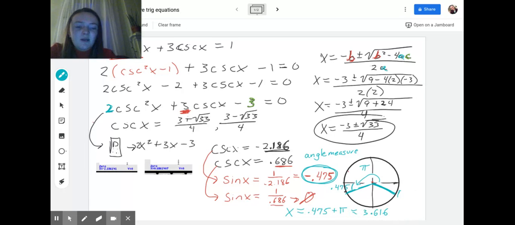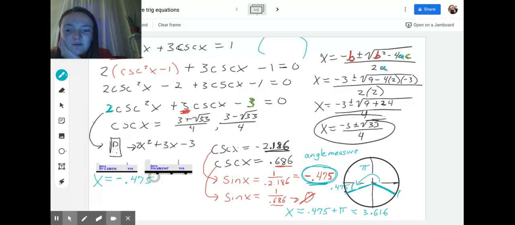3.616. All right, so the only other thing I really need to do here, guys, is I didn't see any parameters on this question, so I just need to write it generically. To write it generically, I just need to add the period times n. So what I'm going to say here, in fact, I'll write it over here. The total answer is going to be my first solution, which is negative 0.475 plus 2 pi n.